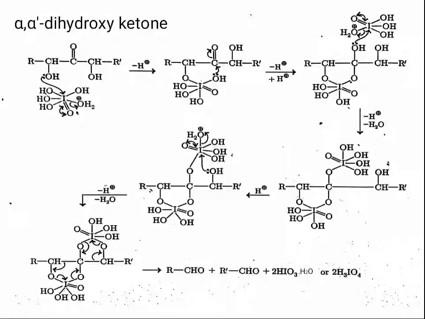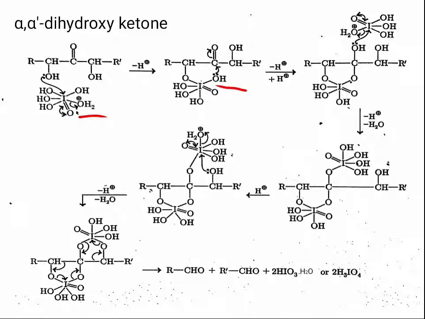In case of alpha-alpha dash dihydroxyketone, okay, this one is the most difficult case. At first this hydroxyl group will attack the iodine. Then one molecule of water will be eliminated. Then another hydroxyl group will attack the carbonyl.